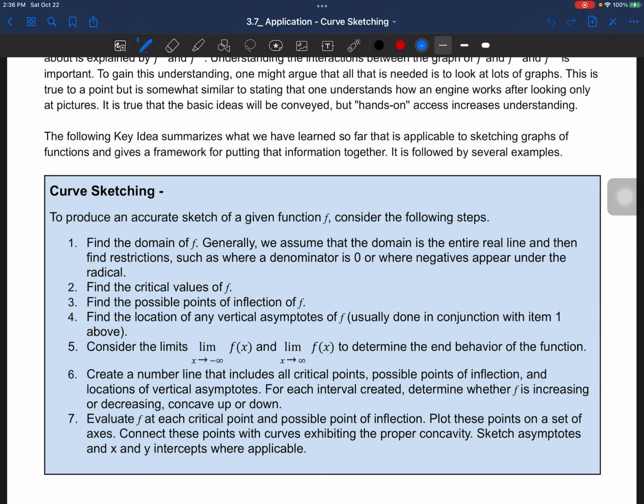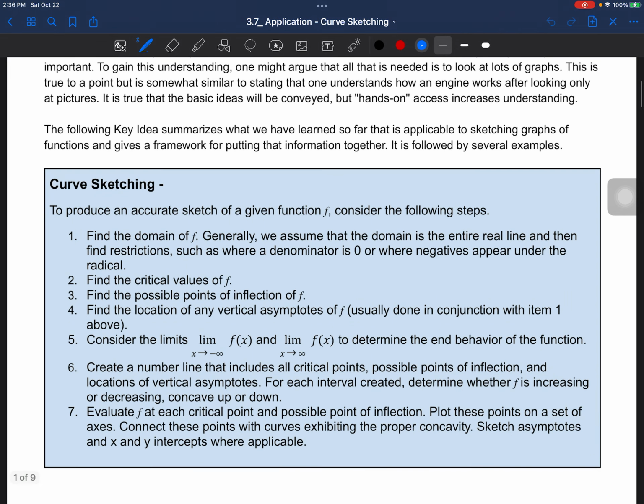So curve sketching, what are we looking for? I want to say that every function is different. There are so many functions that won't have, for example, a critical value or point of inflection, right? Or a vertical asymptote, right? So every function is going to be different, and so we're going to be trying to find the proper information that's needed. So let's jump in with finding the domain of f.